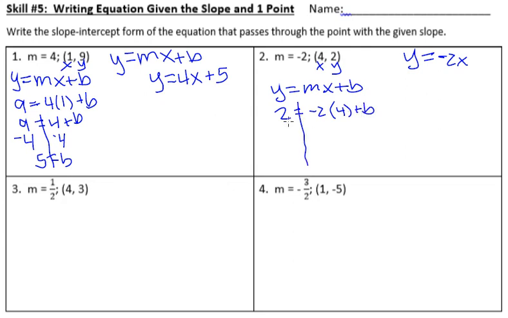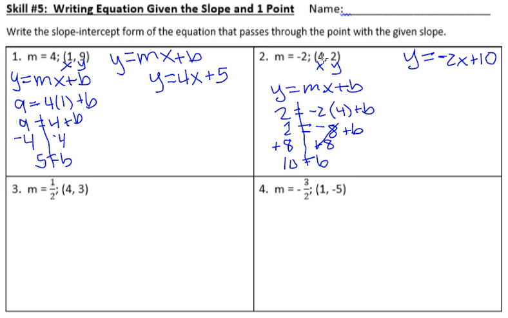So I get 2 is equal to negative 2 times 4, which is negative 8, plus b. I need to get b by itself, so I'm going to add 8 to this side, so that becomes 0. Then I have to add 8 here. 2 plus 8 is 10. So I know that the value of b is 10, so I know my equation is y equals negative 2x plus 10.